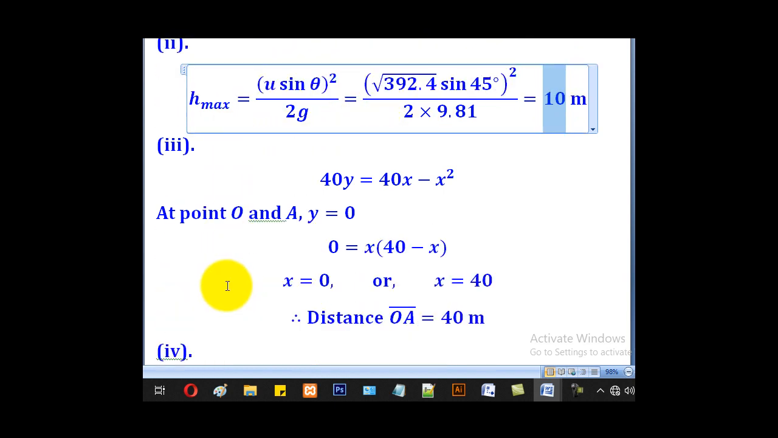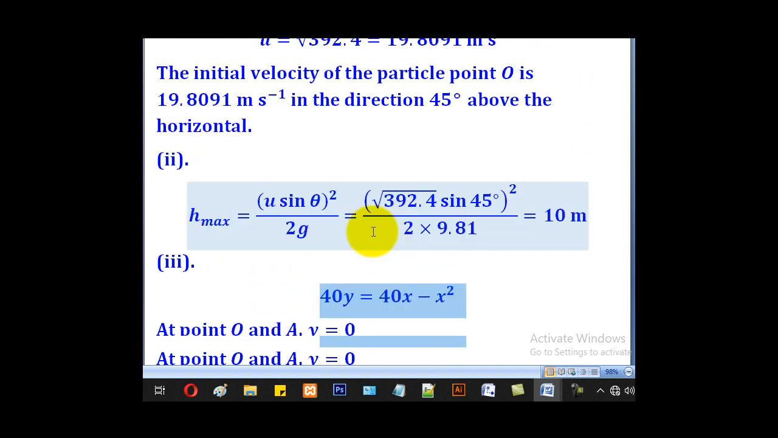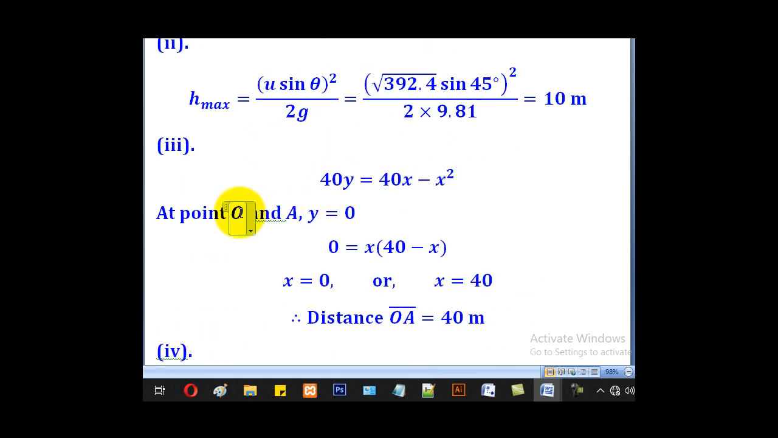Roman 3, they wanted the distance OA. So come to the equation of trajectory, the equation of the path. So distance OA is got when, remember this is an x-intercept, so it's got when y is 0. At points O and A, y is equal to 0, so substitute for y equal to 0. In this case, x is common, factorize it out. Therefore, either x is equal to 0 or 40 minus x equal to 0, giving you x equal to 40.